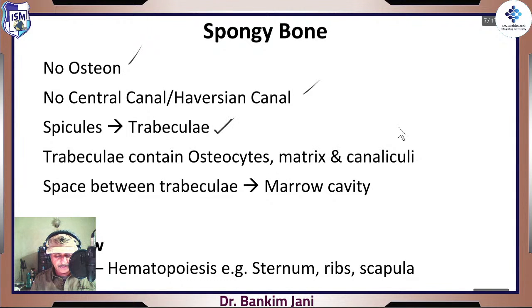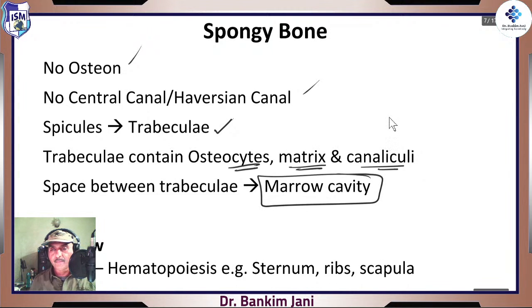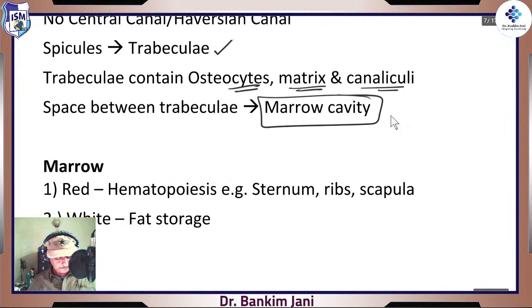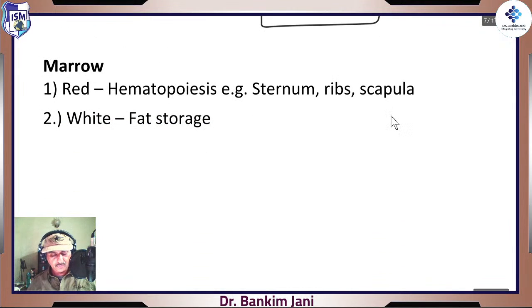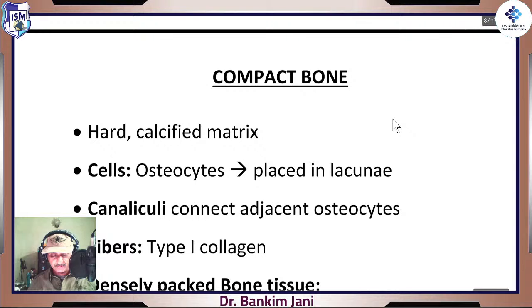Trabecula means they are irregular. They consist of just osteocytes, that means they just maintain, nothing new formation, matrix and canaliculi, right? And the space between these is what is called the marrow cavity, right? Red marrow, white marrow, all these various types.